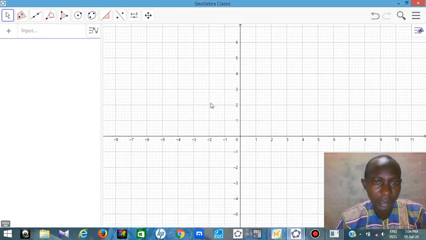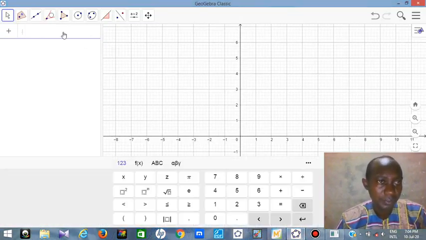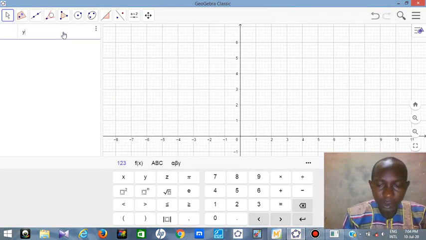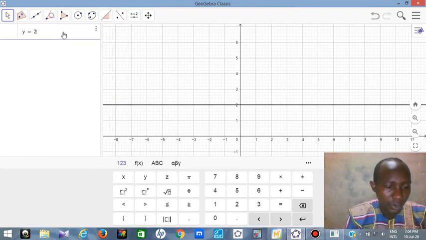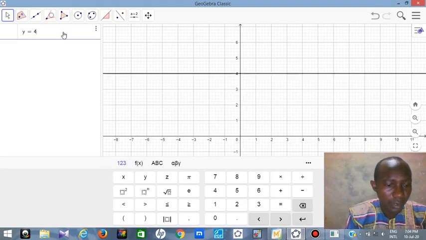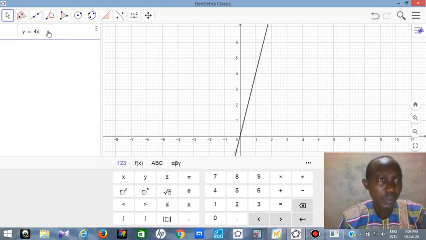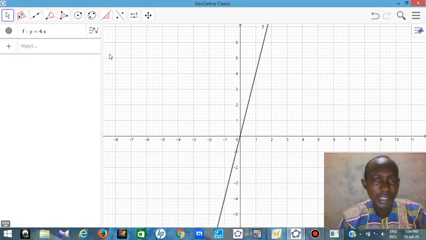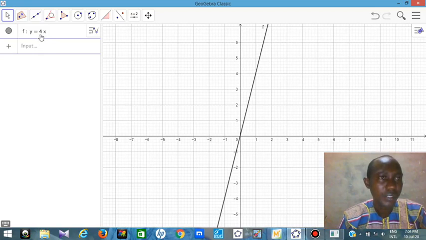So let me demonstrate it here. This is what I'm talking about. When you have y equals to 4x, you can see this is the slope. So if I differentiate y equals to 4x, we said the answer is 4. The dy/dx will give us 4. So if dy/dx is 4, what does that mean?